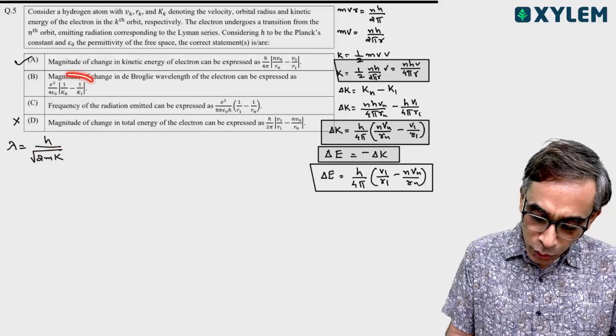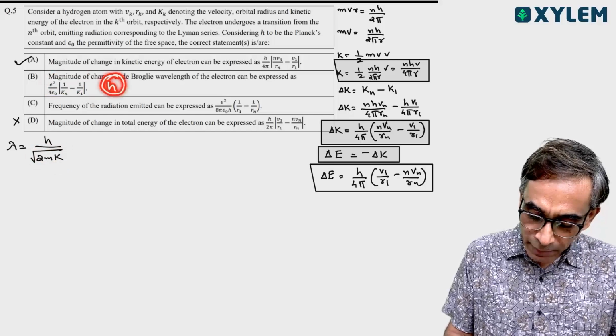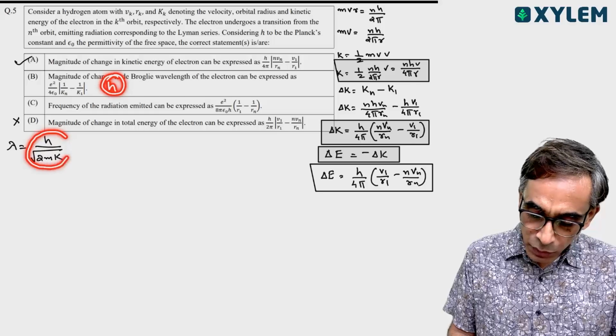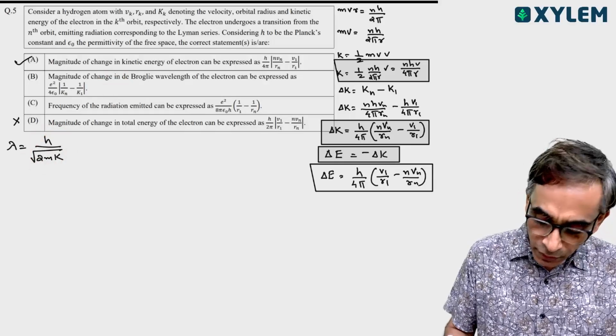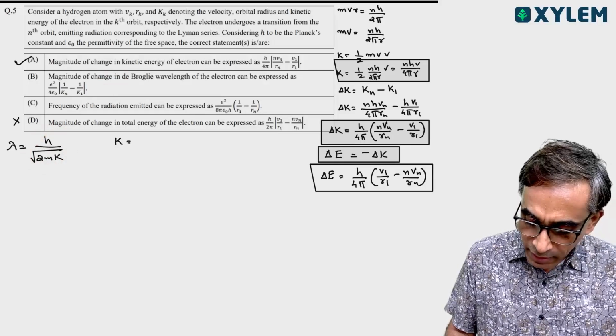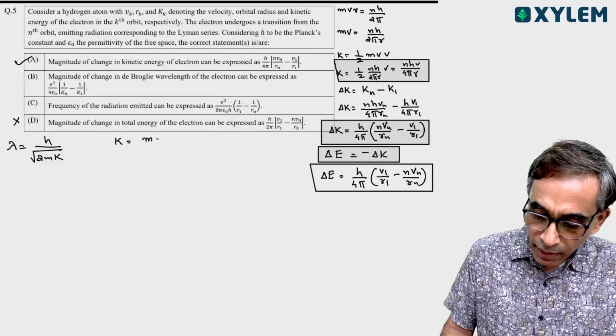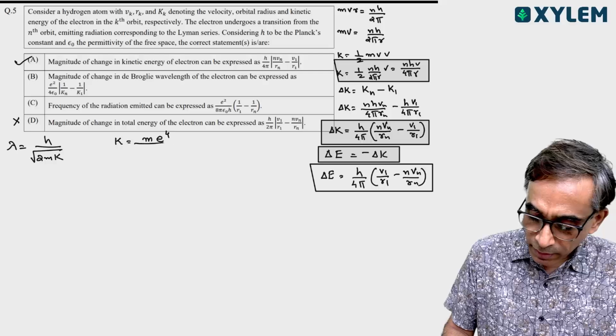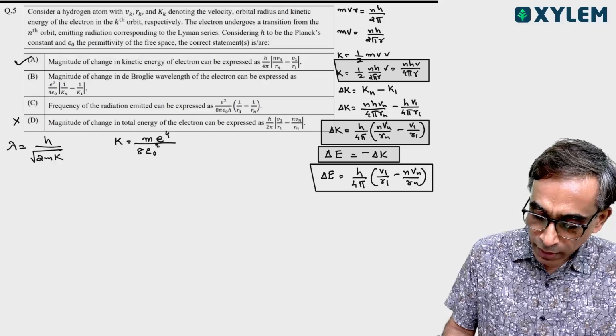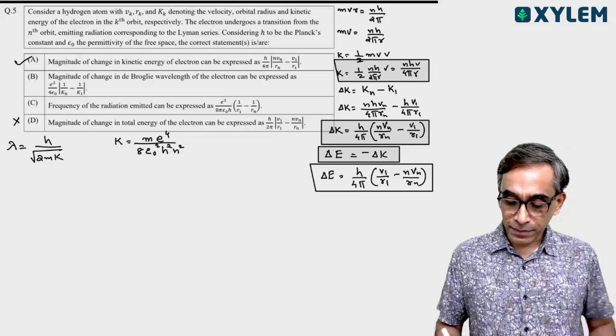And more than that, do you see h here? h is absent. So why can't we substitute h from this one? We already know that in the hydrogen atom, kinetic energy is given by m e^4 divided by 8 epsilon 0 square h square n square. We already know this equation.